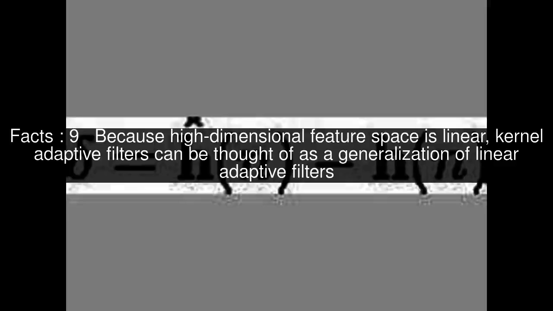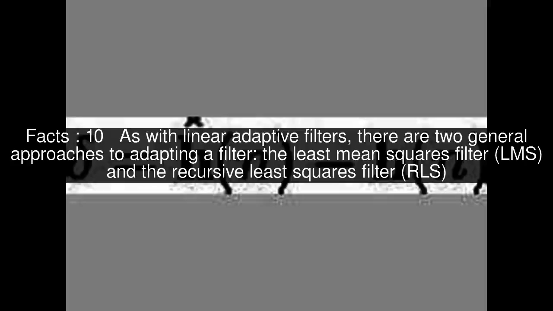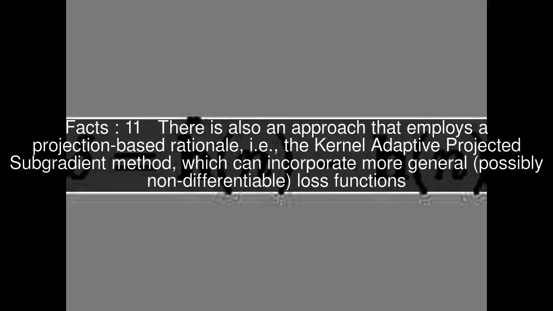of linear adaptive filters. As with linear adaptive filters, there are two general approaches to adapting a filter: the least mean squares filter, LMS, and the recursive least squares filter, RLS. There is also an approach that employs a projection-based rationale, i.e., the kernel adaptive projected subgradient method, which can incorporate more general, possibly non-differentiable, loss functions.